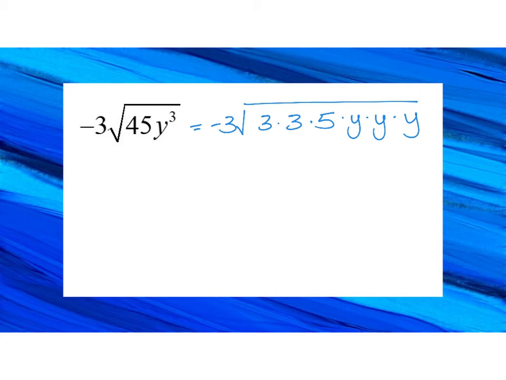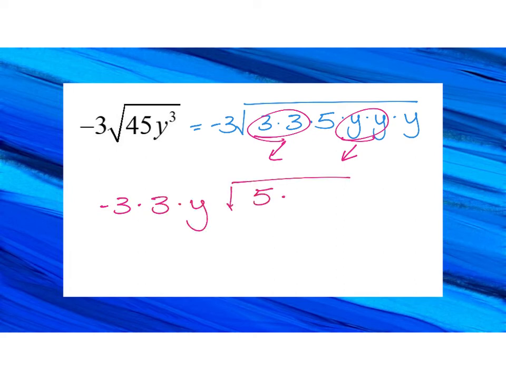So now my index is 2 still. I'm going to circle anything I can group together in 2's or pairs. And that's what's going to be coming out of that radical. So hanging out front, I have -3 times y. Under the radical, I'm left with 5 times y. Now let's go ahead and simplify the best we can. -3 times 3 is -9, and of course the y, times the square root of 5y.